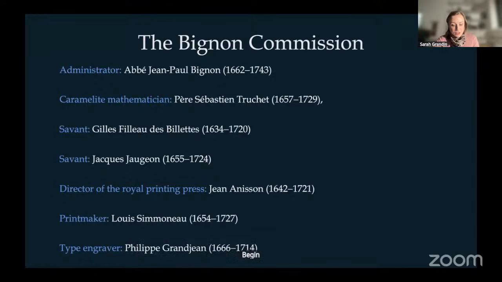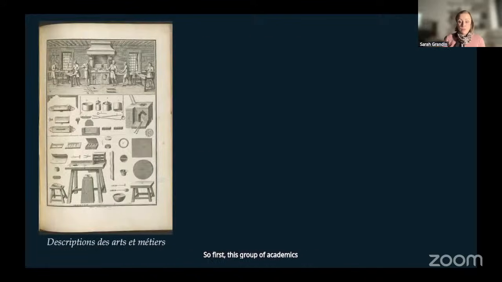Beginning in 1692, 6 men met weekly at the Abbé's home: the Carmelite mathematician Père Sébastien Trouchet, the savant Gilles Fiot de Billette, and Jacques Jojon, who was the author of the manuscript that Riccardo shared. And also often in attendance were the Imprimerie Royale's director Jean Anisson, the printmaker Louis Simoneau, and the type engraver Philippe Grandin.